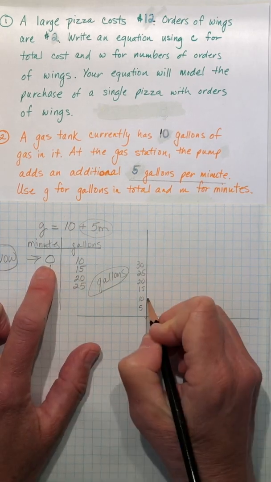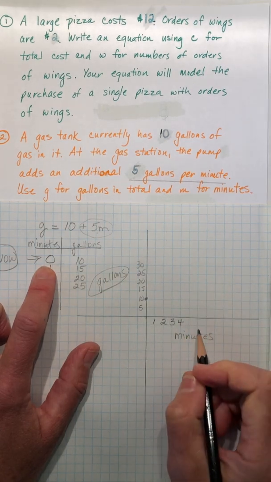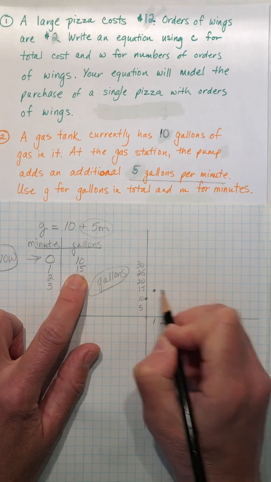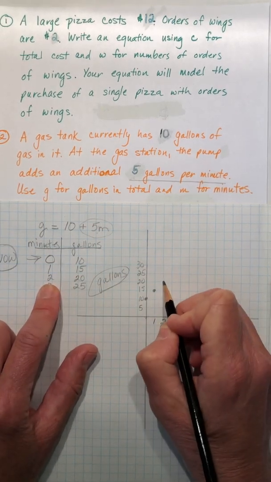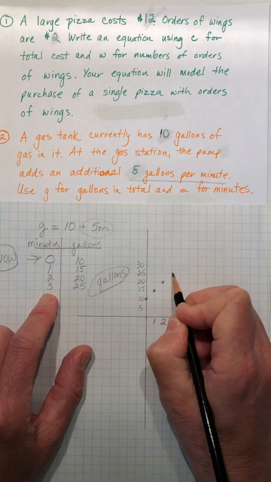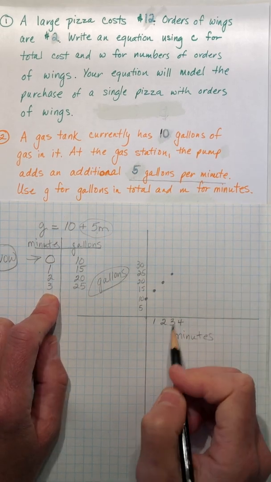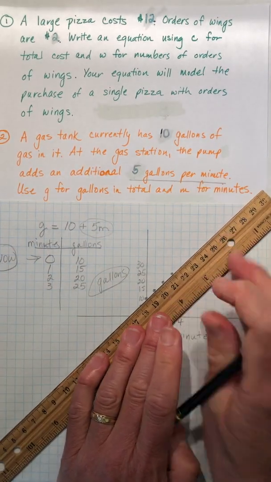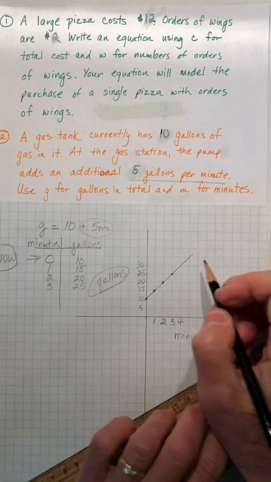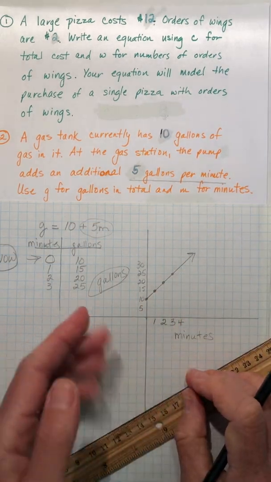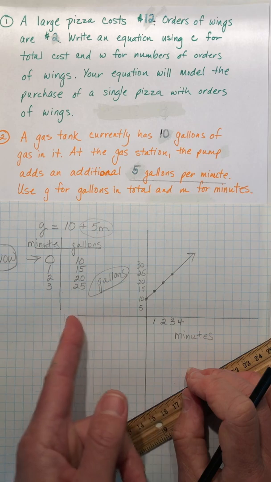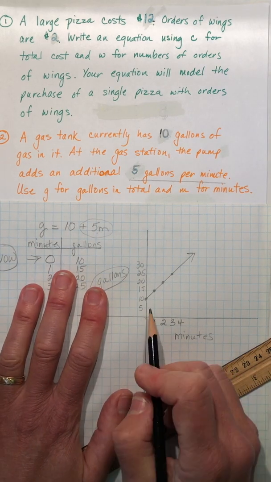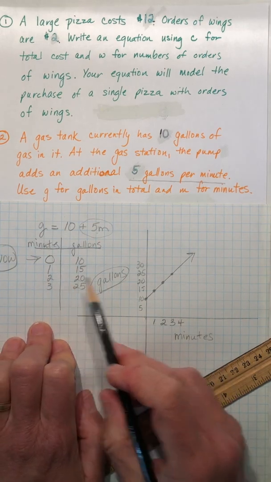And at 0 minutes, I had 10 gallons. At 1 minute, I had 15 gallons. At 2 minutes, I had 20. At 3 minutes, I had 25. Now again, when I connect my dots, it starts at 0, 10. There's no such thing as negative time. There's no negative minutes over here. So it starts at 0, 10, just like my table did, and continues.